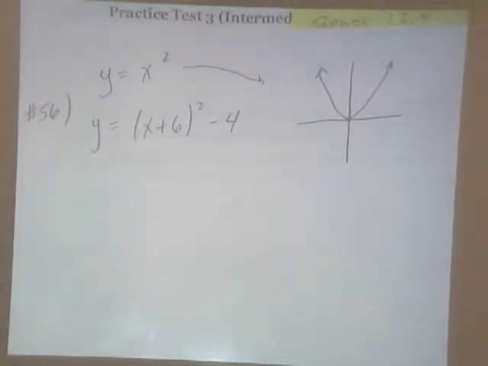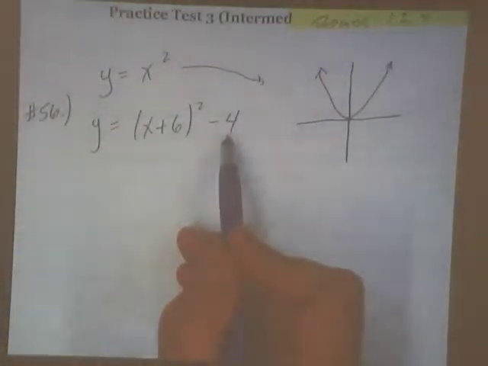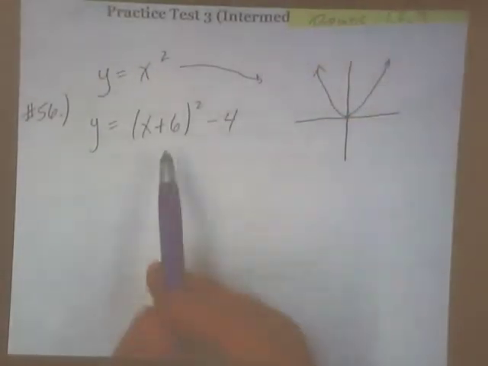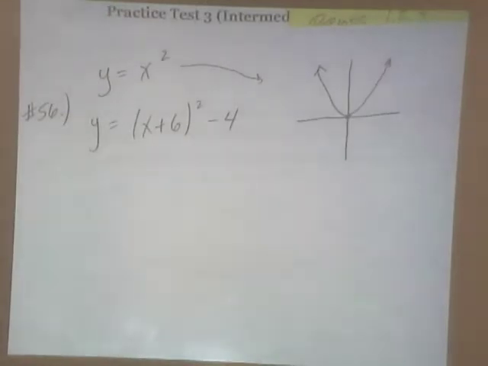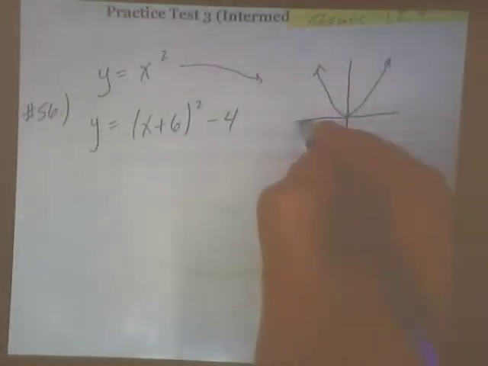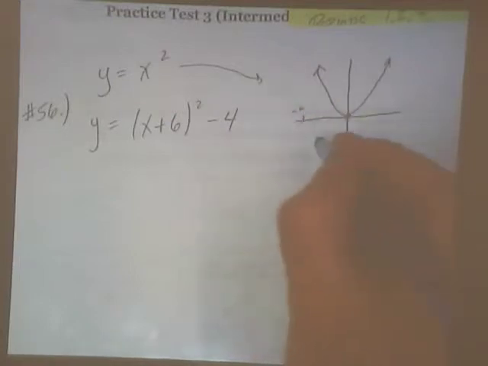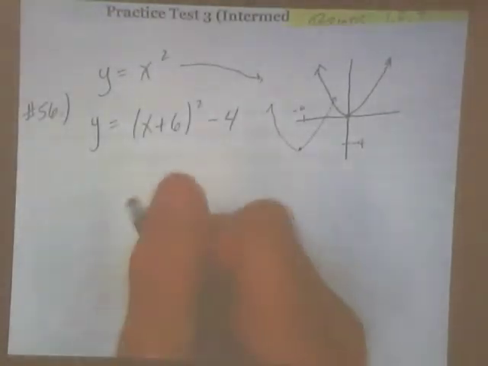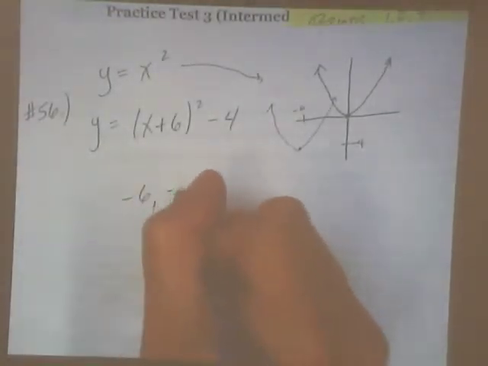It goes down. Well, if you subtract a number, it's going to go down, right? So let's make it go down 4. So the whole graph shifts down 4. What happens when I add a number with the x? It goes left 6, right? So this graph is going to go left 6, that'd be negative 6, and then it's going to go down 4. That'd be negative 4. So the new vertex would be right there. The graph would just be like that. Does that make sense? So what's the new vertex? Negative 6, comma, negative 4.